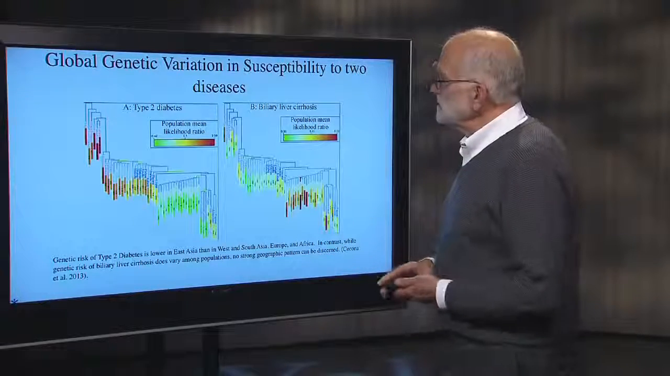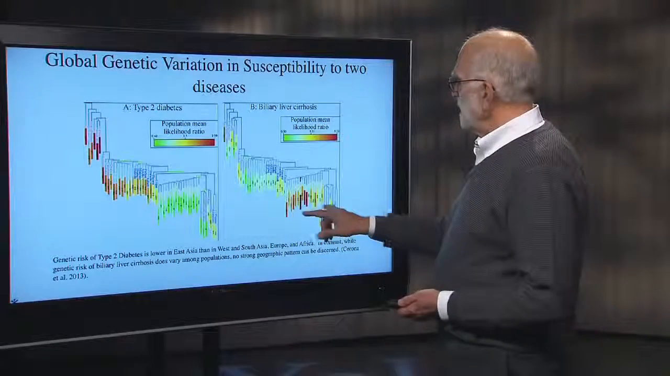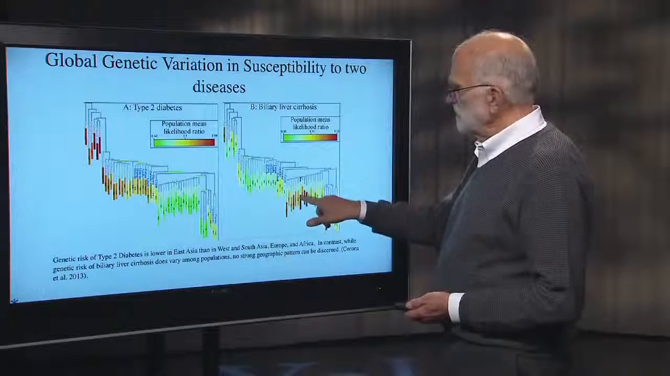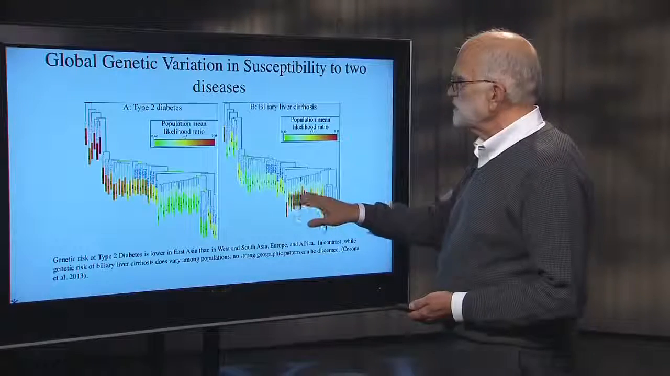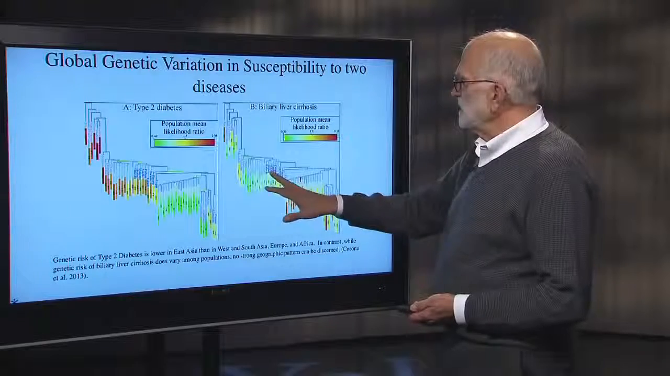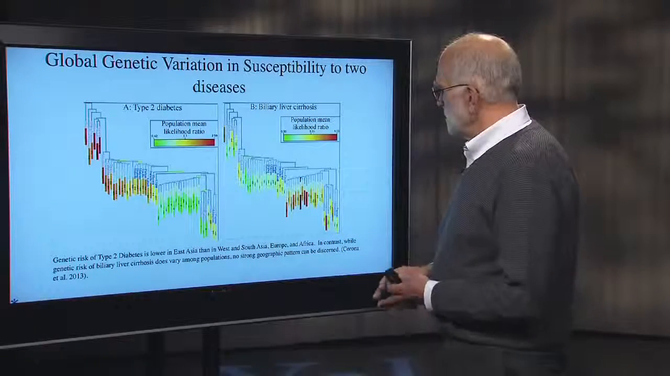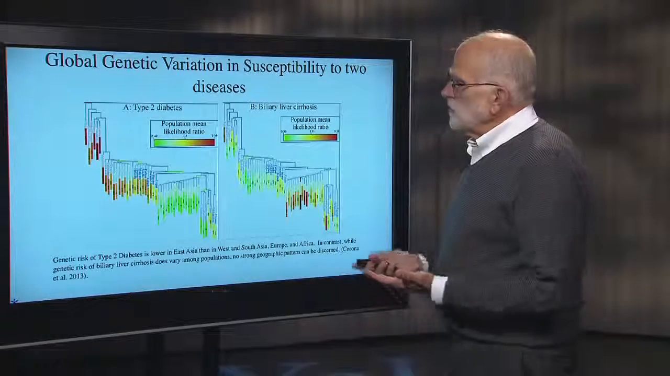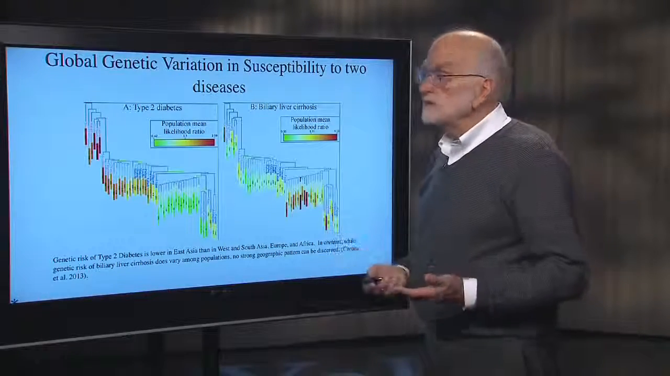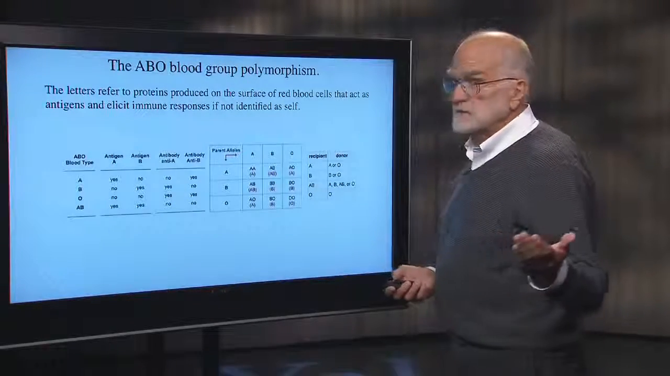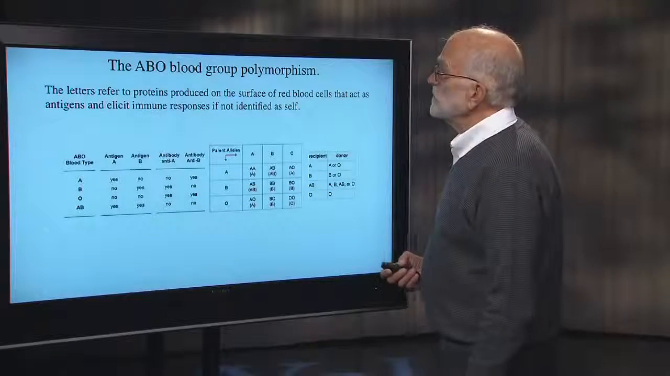But for biliary liver cirrhosis, it's really quite a mixed bag. If you just look in East Asia, there are some populations that have very low risk, others that have very high risk. It's mixed in Africa, it's mixed in Europe, and so forth. So these things appear to evolve separately with different patterns over the last 100,000 years.